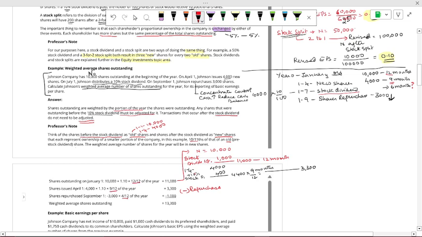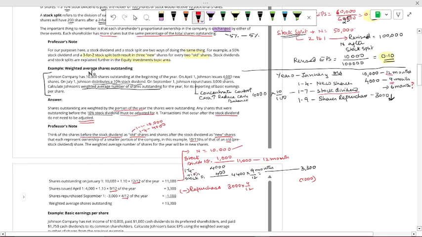You are repurchasing on 1st of September, if I am right. September, October, November, December. How many months are there? 4 months. You have to reduce it for 4 months only. 3,000 times 4 by 12. How much do you have to reduce? 1,000.